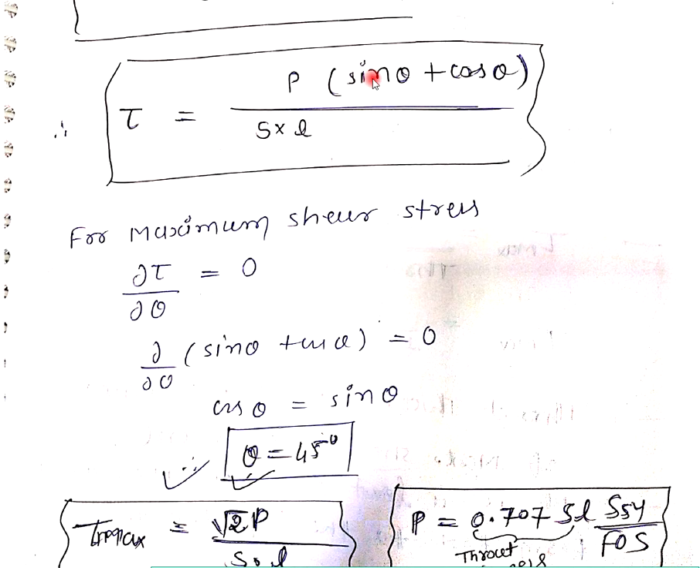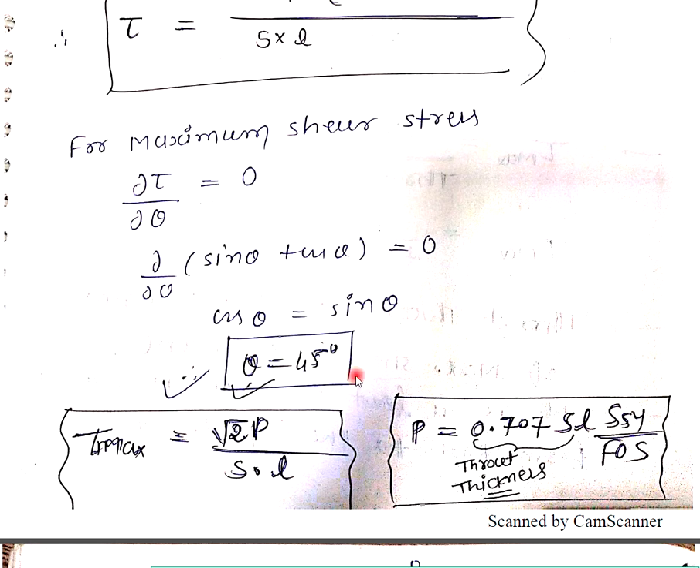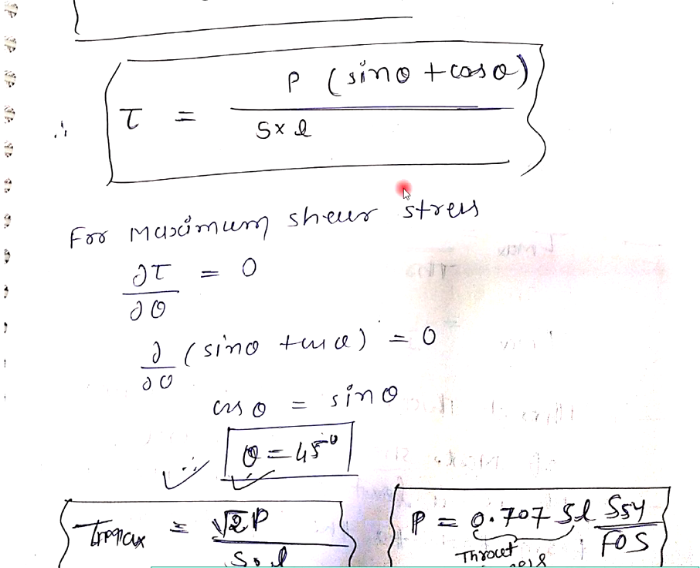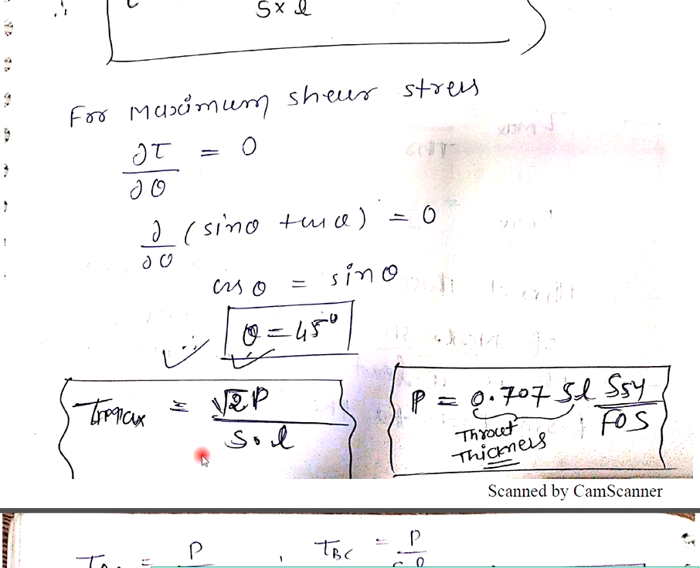Because tau is a function of only theta, d tau by d theta is equal to sin theta upon sin theta plus cos theta, because P upon SL is not a function of theta, so we are only differentiating the sin theta plus cos theta, and you will get theta is equal to 45. If you put theta equal to 45, you will get tau max is equal to root 2 P upon SL. So here we can get P is equal to 0.707 SL SSY upon FOS, where SSY is the shear strength of the material, and FOS is the factor of safety.